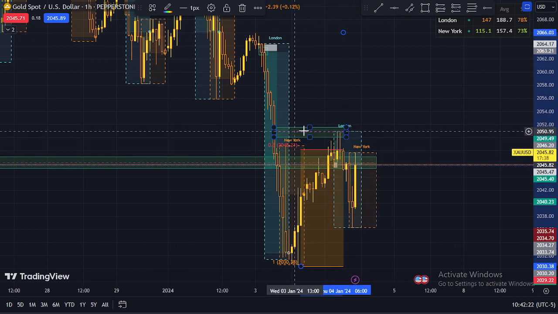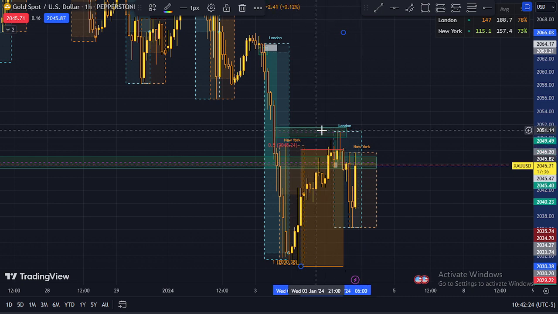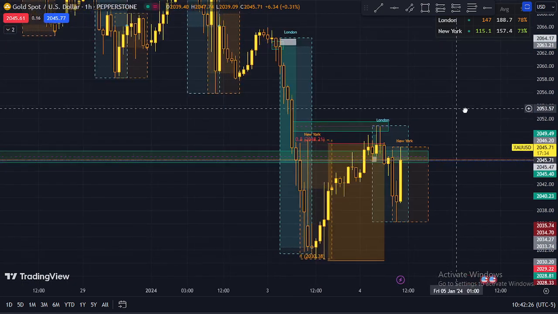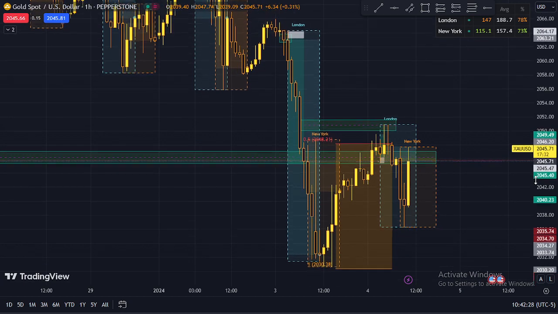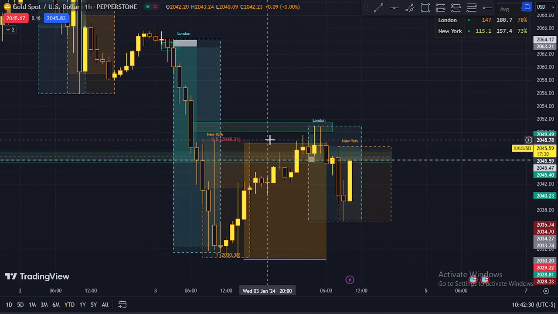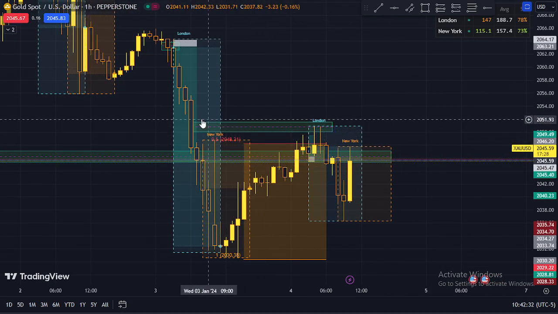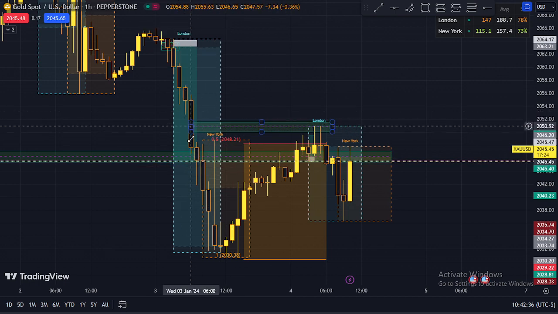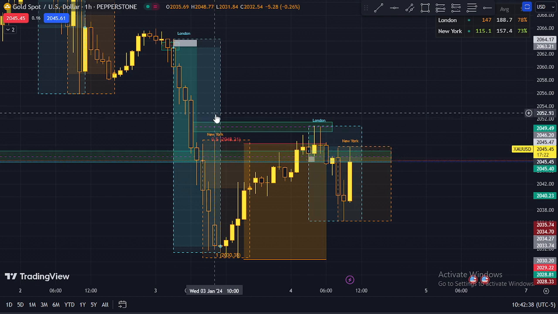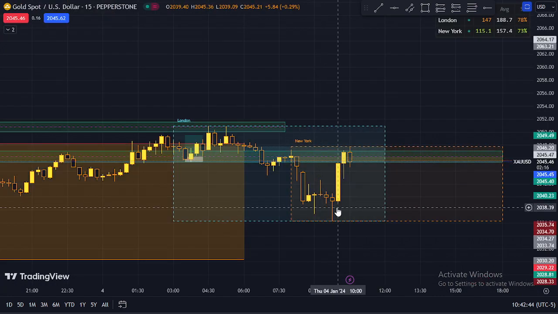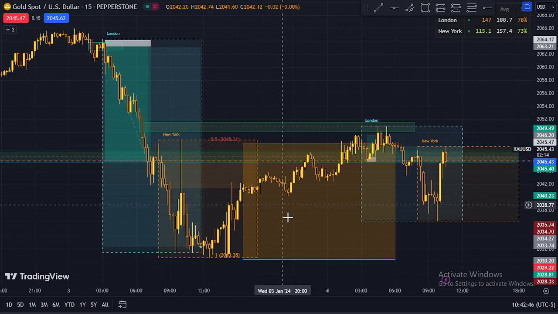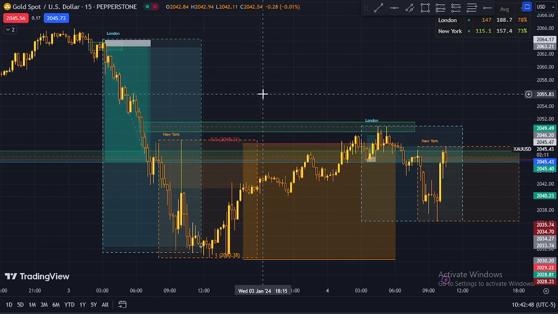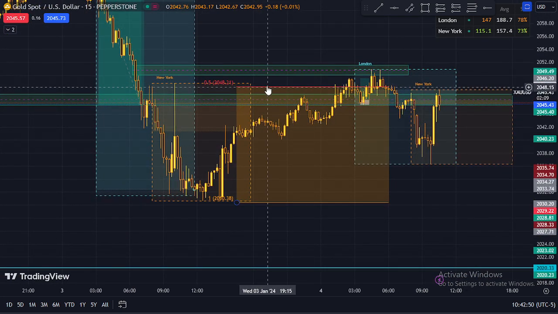Price was trading just below the midpoint of that inefficiency. So this is based on a 15-minute, but you can anchor it to also fit into 1 hour fair value gap. So any of those, you can use any of those. Nothing is wrong with that.